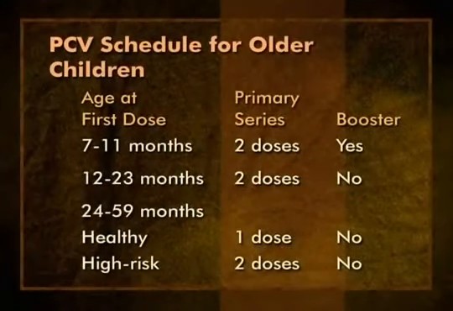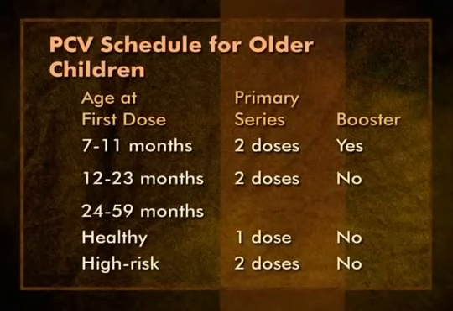Children who begin the series of PCV after 7 months of age will need fewer doses than children who begin the schedule at 2 months of age. In this way, the vaccine is similar to Hib conjugate vaccine. This table shows the recommended number of doses for children who start the vaccination series late at 7 months of age and older. Children who receive their first dose at 7 to 11 months will receive 2 doses separated by at least 4 weeks and a booster dose 2 months after the second dose.